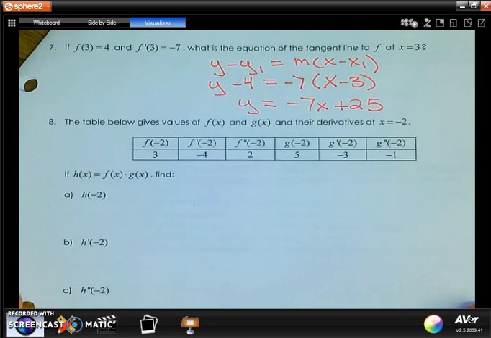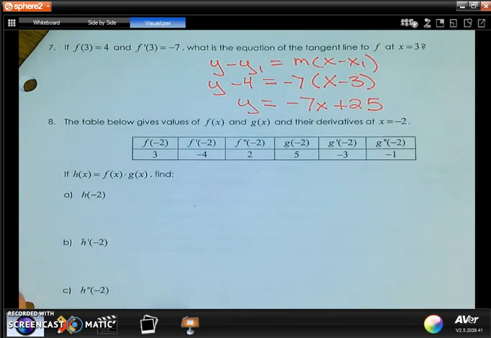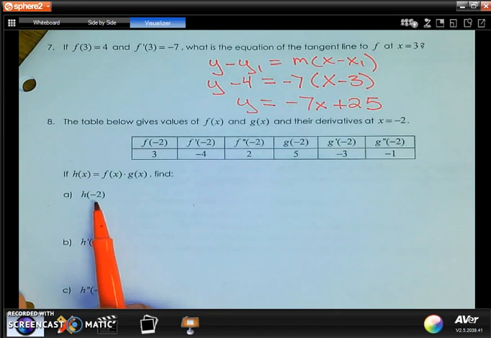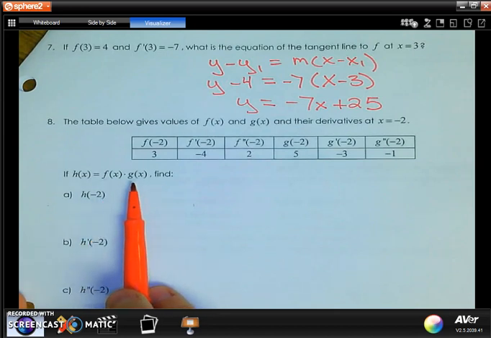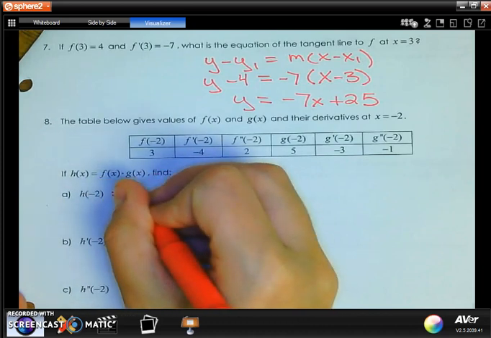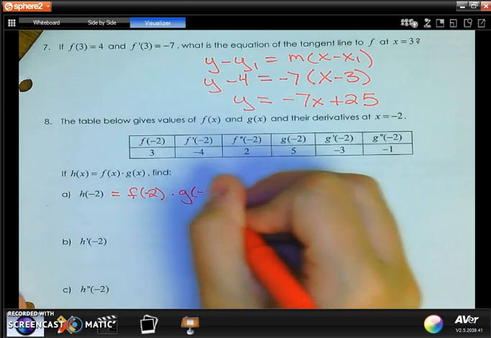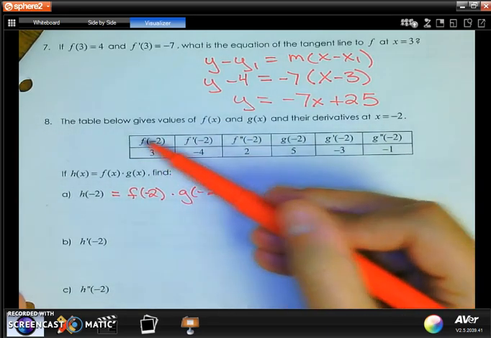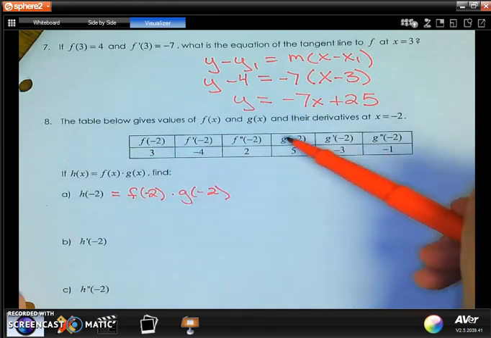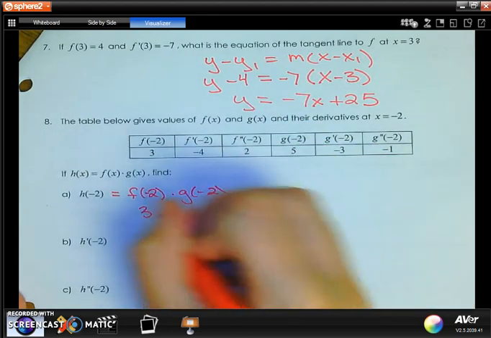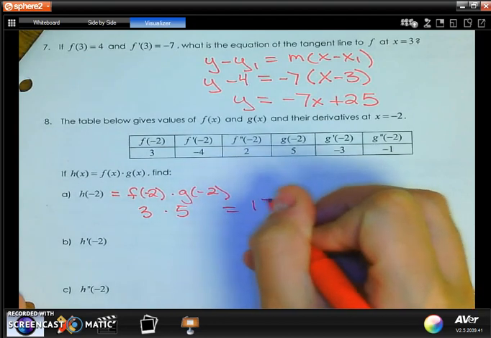Okay, the table below gives values of f(x) and g(x) and their derivatives. So basically, we are going to have to use the product rule here. First, though, I don't even need to do that. It just says evaluate h at negative 2. Well, if h is f(x) times g(x), that's going to be the equivalent of f(-2) multiplied by g(-2). Well, f(-2) is 3, and g(-2) is 5. So this is just 3 times 5. So my answer there is just a plain old 15.